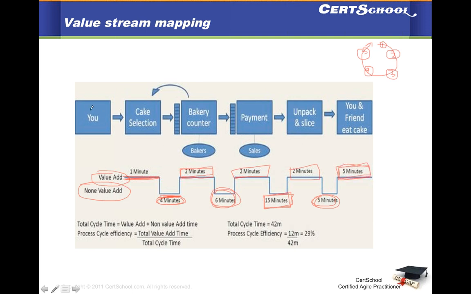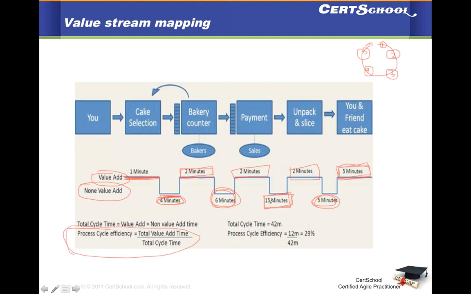Now it's a very simplistic view of a very simple process, but you can understand and appreciate how we are trying to measure a value add and non-value add in this whole process. Now, the total cycle time here is the summation of value add and non-value add, and the efficiency of this whole process is whatever time that is adding value divided by the total cycle time. Okay, so this is the formula for finding out the efficiency.